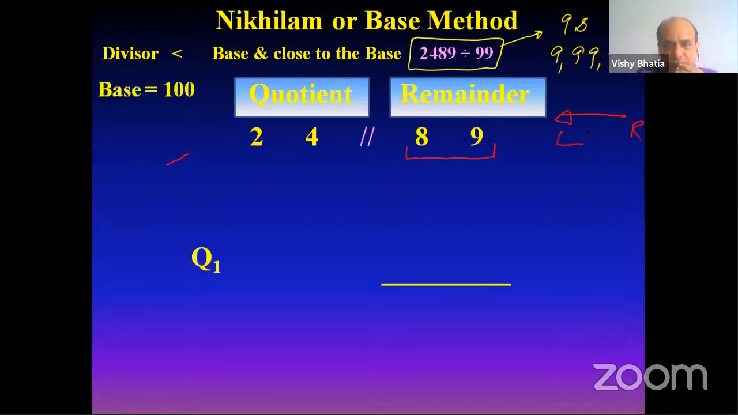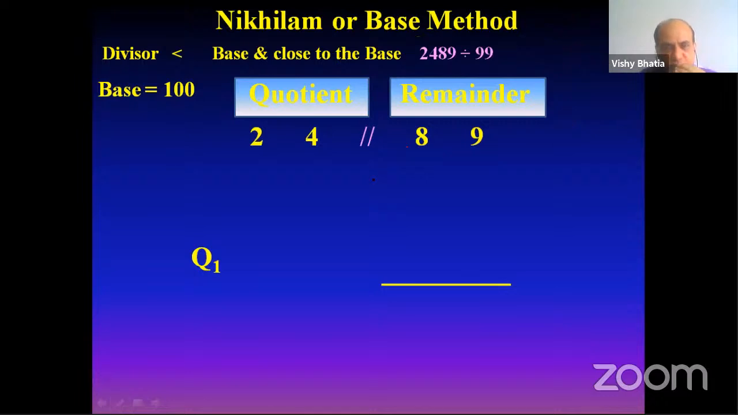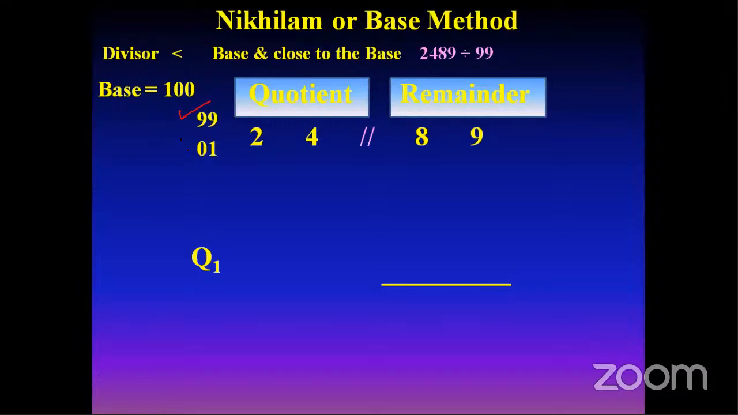My base is 100. I've already mentioned that my base is 100. We have to look at the divisor. The dividend has no role in Vedic division. The only role that the dividend has is in this separation component. After that, it has no role. My divisor is 99. I find out what the deficit is from my base 100. My deficit is 0, 1.